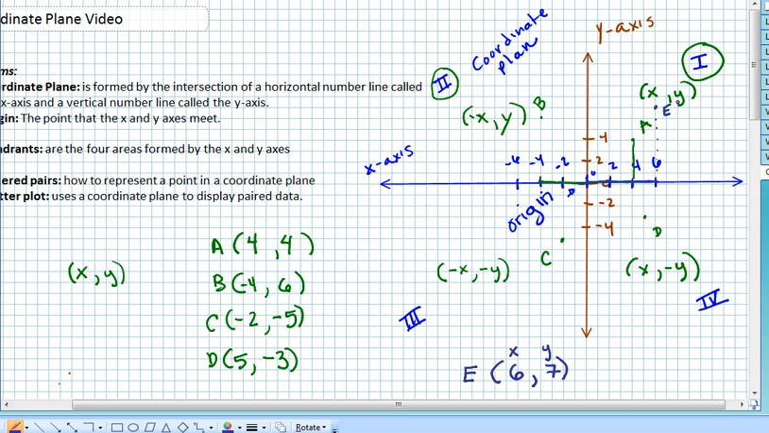And that's how you would follow the directions for finding a point on a coordinate plane. And this is the end of the video on coordinate planes.